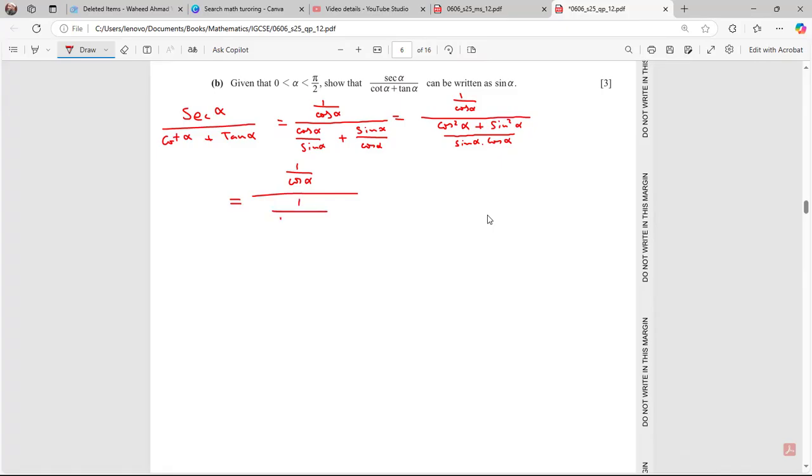So the denominator is 1 over sine alpha into cos alpha. So this is going to be 1 over cos alpha divided by this thing, or multiplied by its reciprocal. So it is sine alpha into cos alpha over 1. So cos cancels with cos, and you have sine alpha at the end. Okay, so this is what we had to prove.